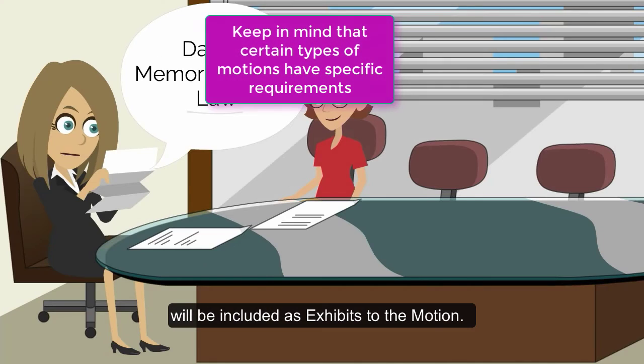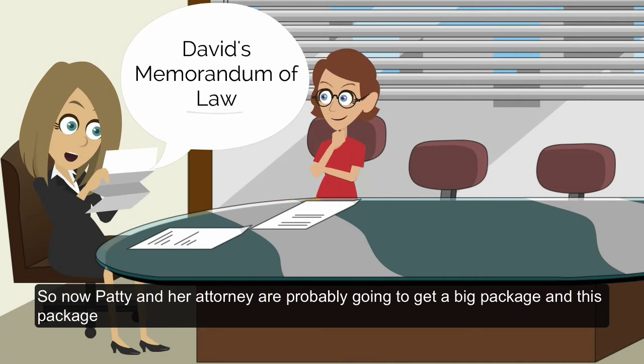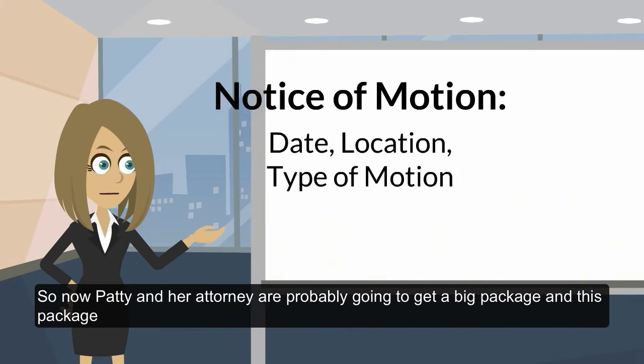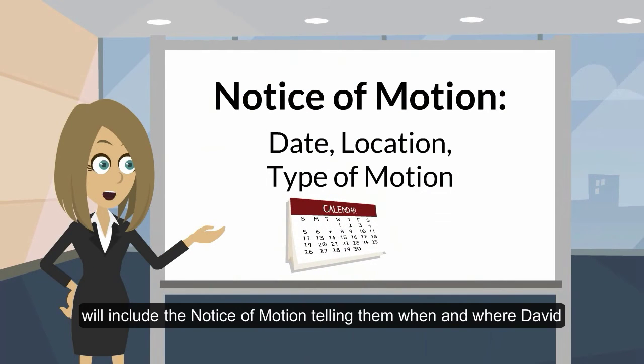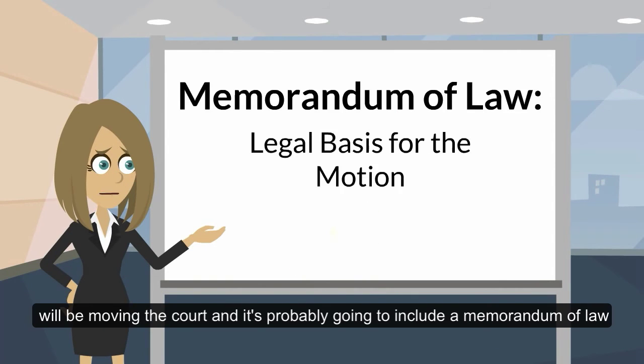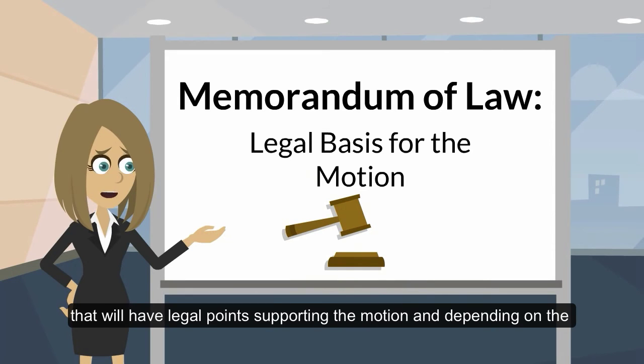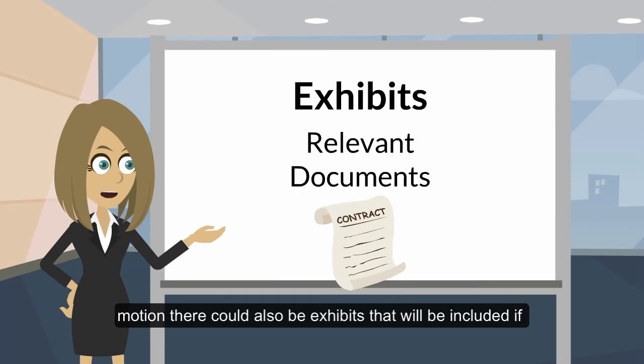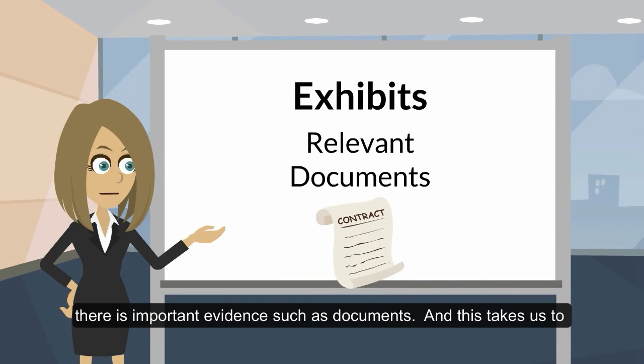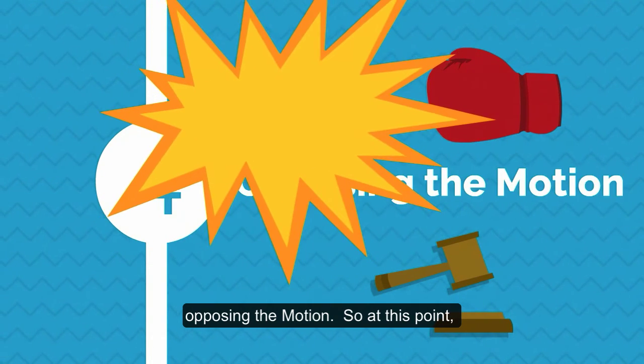So now Patty and her attorney are probably going to get a big package, and this package will include the notice of motion, telling them when and where David will be moving the court, and it's probably going to include a memorandum of law that will have legal points supporting the motion. And depending on the motion, there could also be exhibits that would be included if there's important evidence, such as documents. And this takes us to opposing the motion.